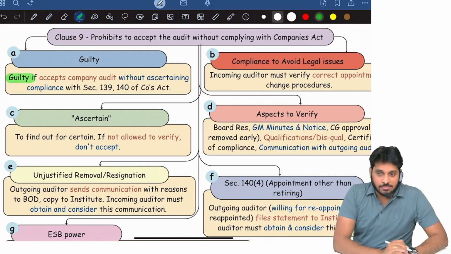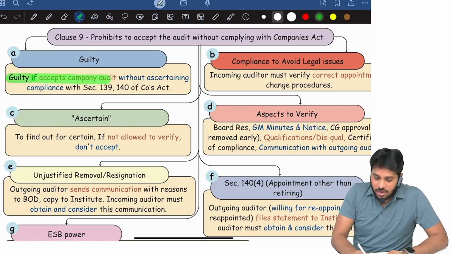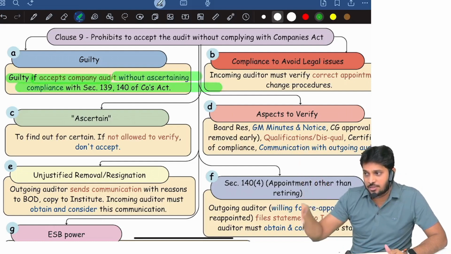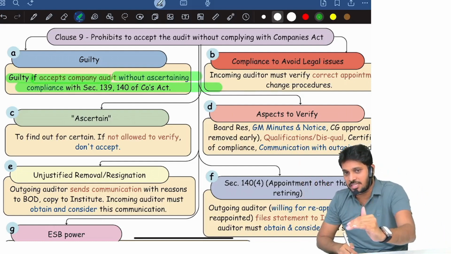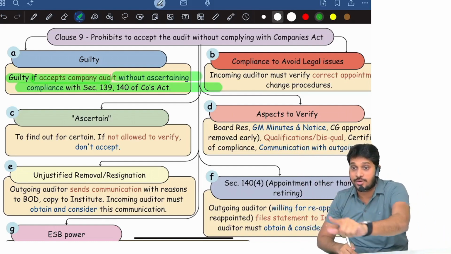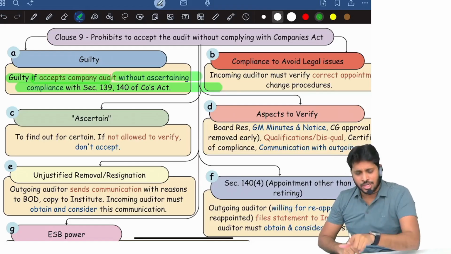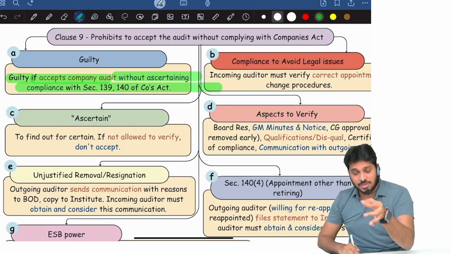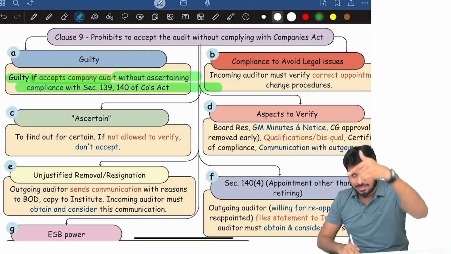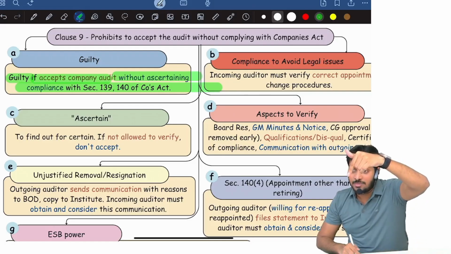You are guilty. A CA is treated as guilty if he is accepting an audit of a company without checking compliance with Companies Act provisions. If you blindly accepted the audit of the company without checking compliance, then you are treated as guilty. Remember, that's why SQC says acceptance and continuation of client relationship: integrity, then competence, capability, eligibility.